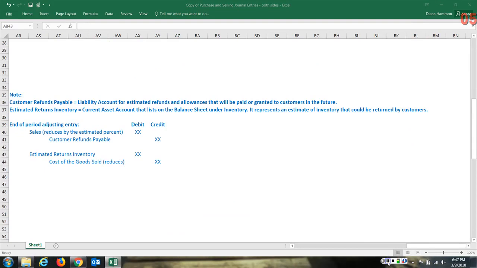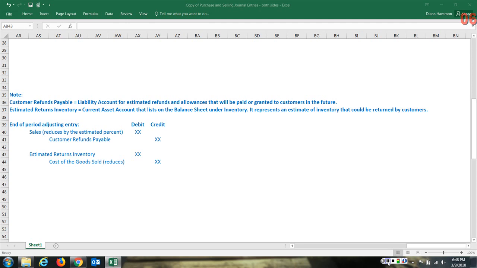Now let's talk a moment about adjusting entries that are required for possible customer returns and allowances. Sellers are required to estimate returns and allowances at the end of their accounting period, and they prepare two adjusting entries. The first adjusting entry would reduce the sales account. This is your sales revenue, and it creates a customer refund liability account. Your liability account is for estimating the refunds and allowances that will be paid or granted to customers in the future, so they may have to be paid out in cash or some credit given to their accounts.